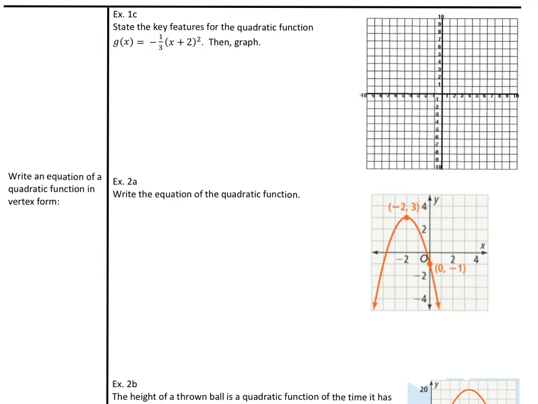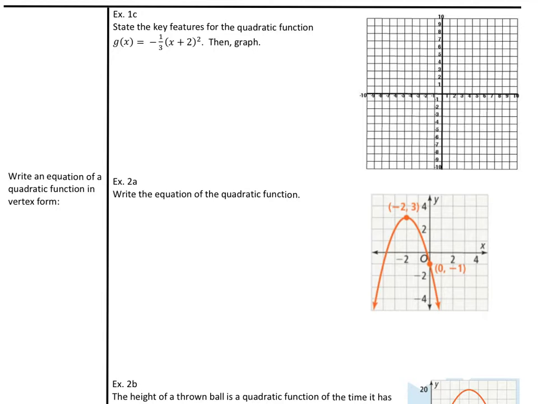Let's continue on with the second part of the 2.1 video lesson. We'll pick up where we left off by writing the key features for the quadratic function and then graphing. Our function this time is g of x equals negative 1/3 times (x plus 2) quantity squared.